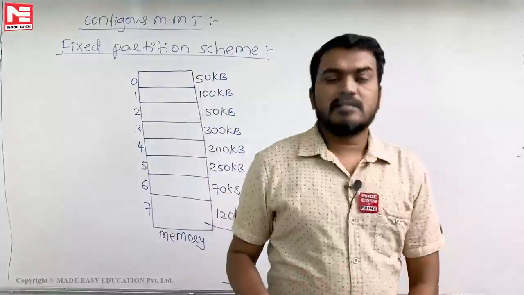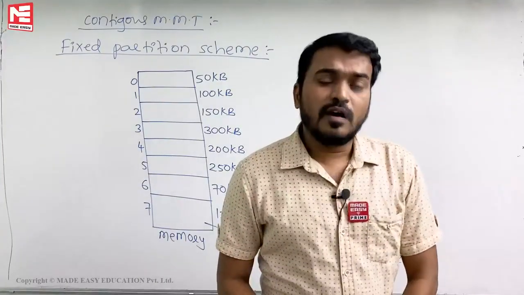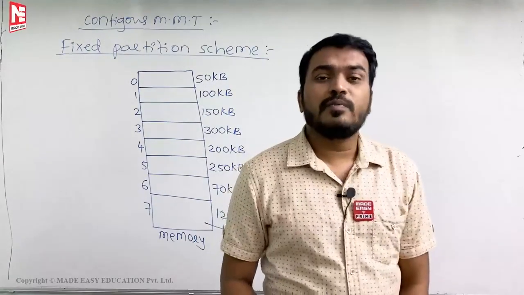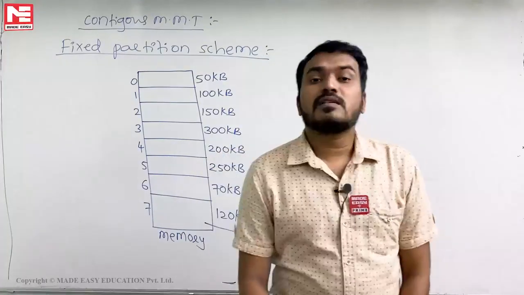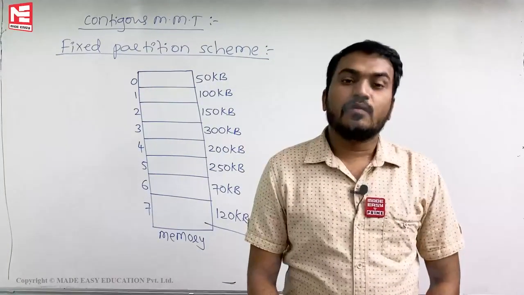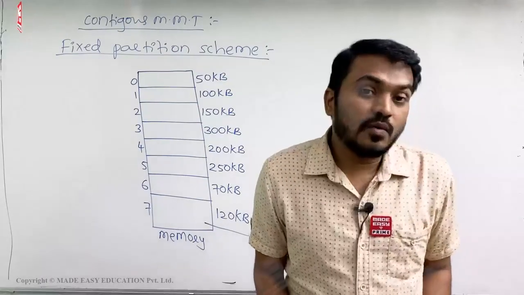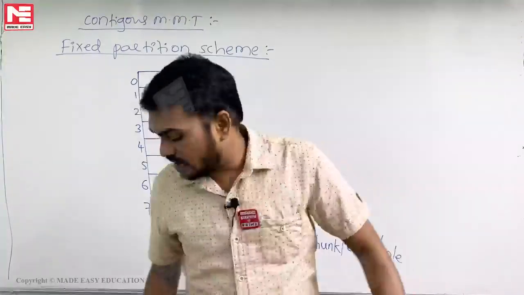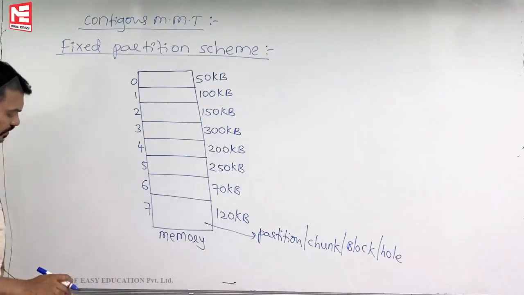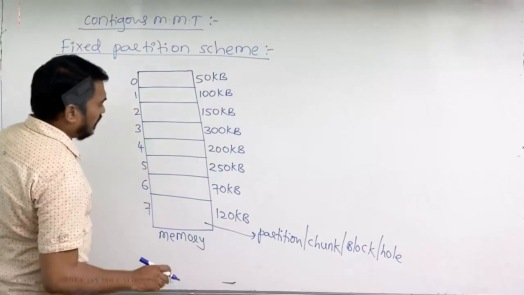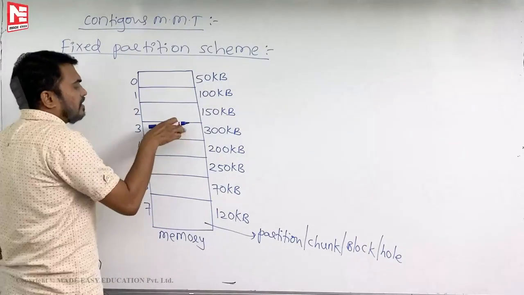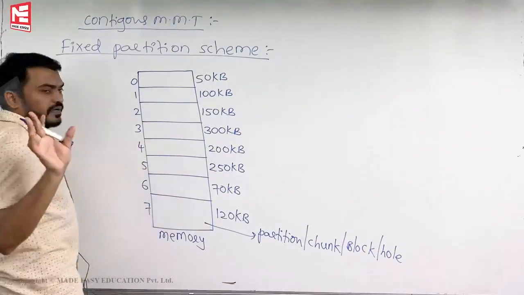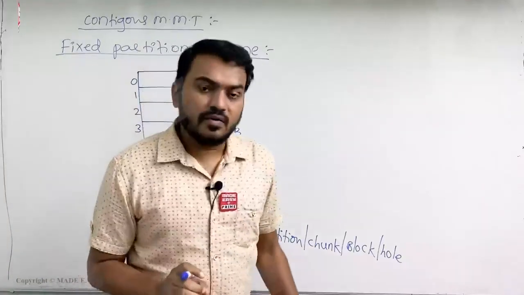In the fixed partition scheme, we follow the strategy that in every partition only one process will be accommodated. Is that clear? So in every partition we accommodate only one process. This is a partition here, this is a partition here. So in every partition we will accommodate only what? One process.